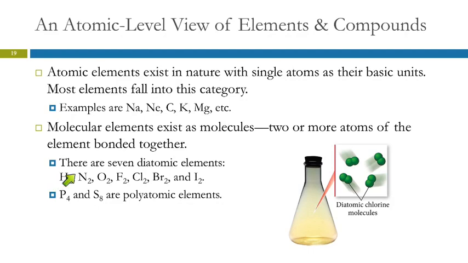So there are 7 diatomic elements. Di is a prefix meaning two, so these are 2-atom elements. And here they are with their formulas. If we have hydrogen as the element, it's not individual hydrogen atoms. It's going to be hydrogen molecules, H2.